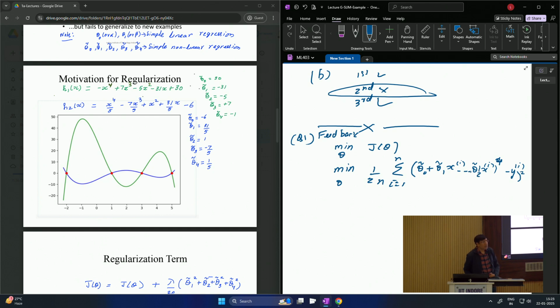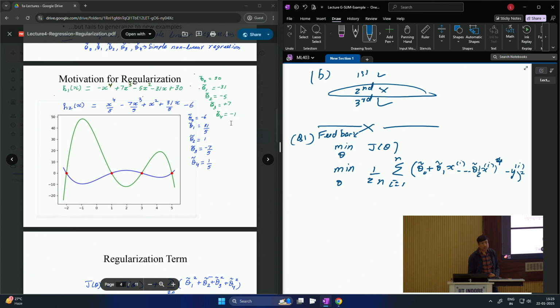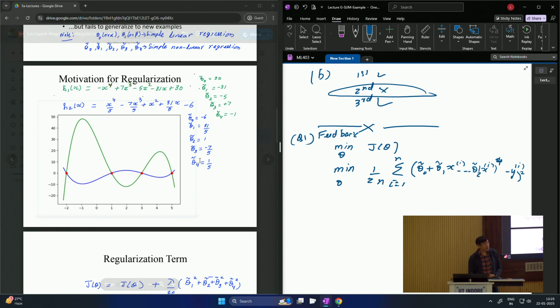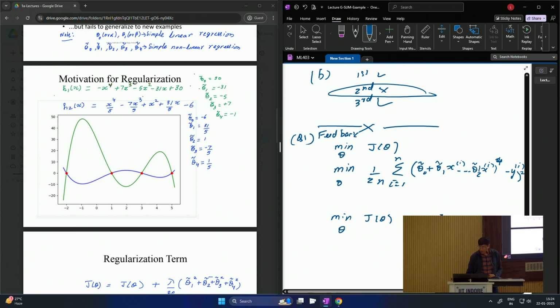Correct? Everybody with me? So what we are trying to say is that if you reduce the theta tildes, I am referring to them as tildes because this is in a non-linear case. When it's a linear one, then I am referring to them as theta. Just to differentiate the two. So reducing the value of theta actually gets you a better fitted curve. The overfitting goes down. Yes or no?